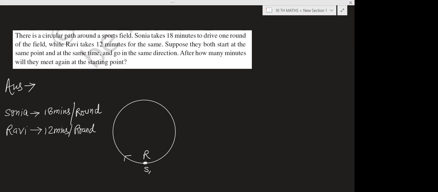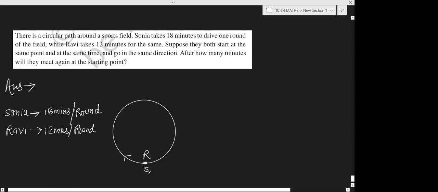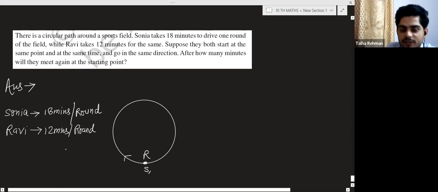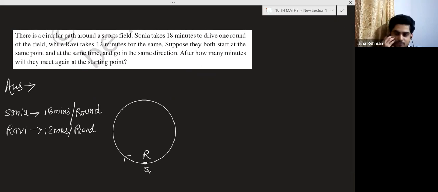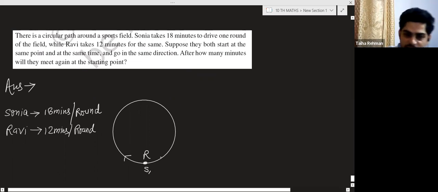Okay. So Sonia takes 18 minutes per round and Ravi takes 12 minutes per round. And they have started from the same point and they are moving in the same direction. And they are asking after how many minutes Sonia and Ravi will meet again at the starting point. This is the starting point.